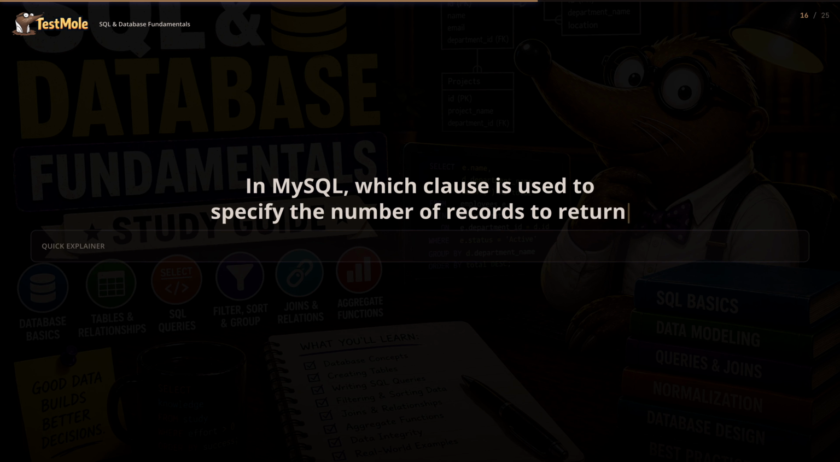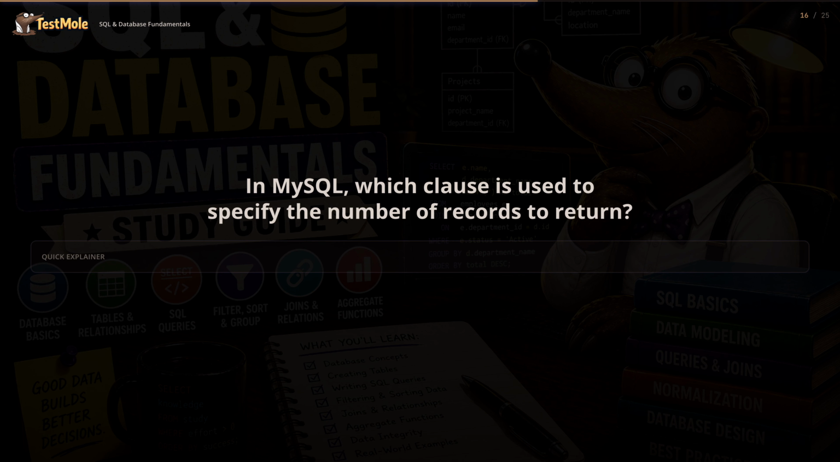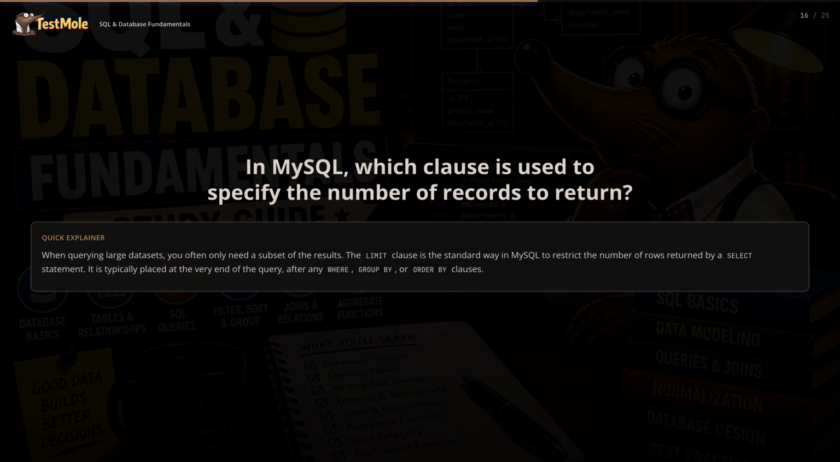In MySQL, which clause is used to specify the number of records to return? When querying large datasets, you often only need a subset of the results. The limit clause is the standard way in MySQL to restrict the number of rows returned by a select statement. It is typically placed at the very end of the query, after any where, group by, or order by clauses.